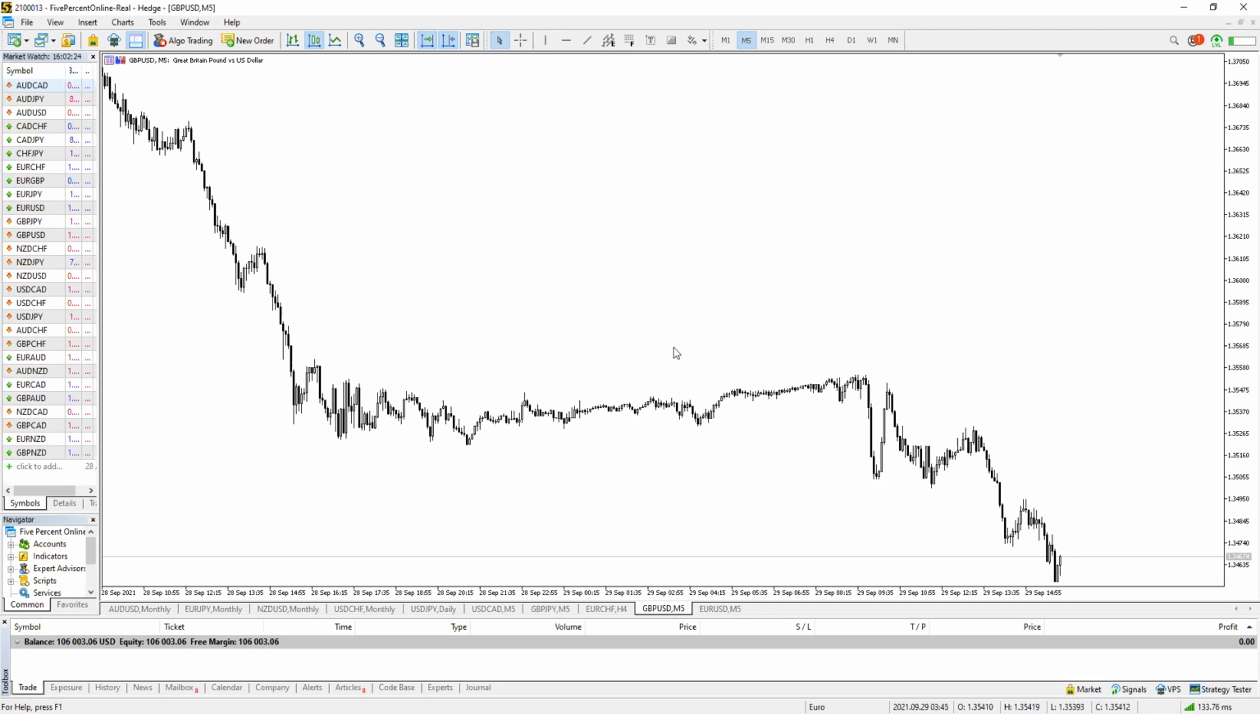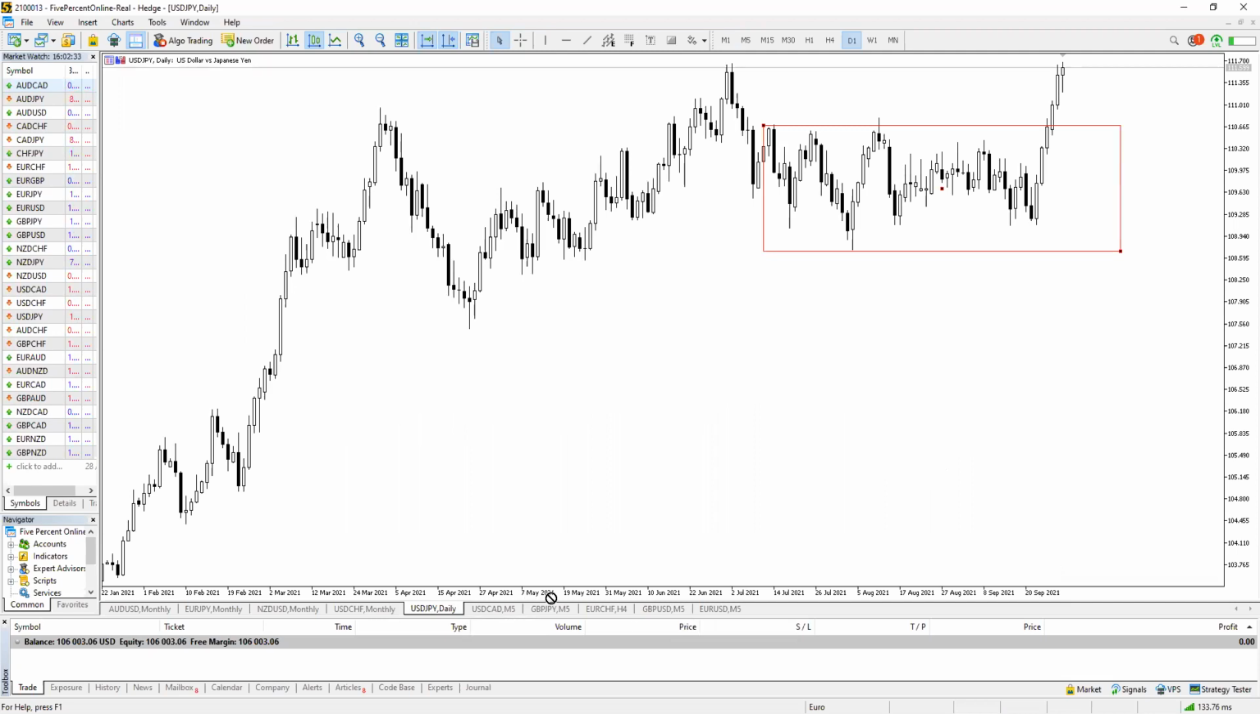There's something very interesting happening on the pound, actually across the US pairs. So let me just show you that. Last week, or was it this morning? This week, I think it was last week.